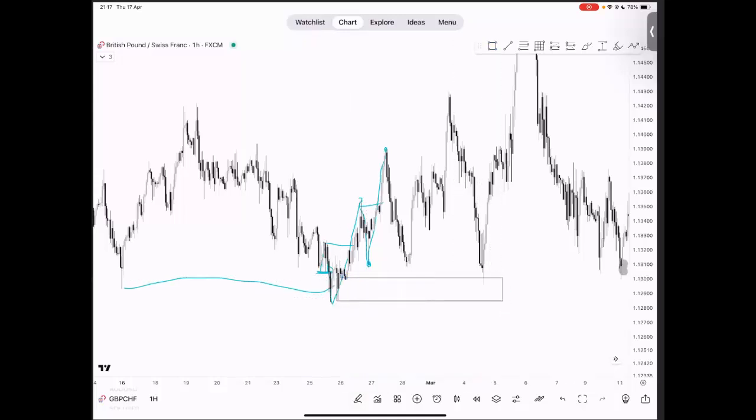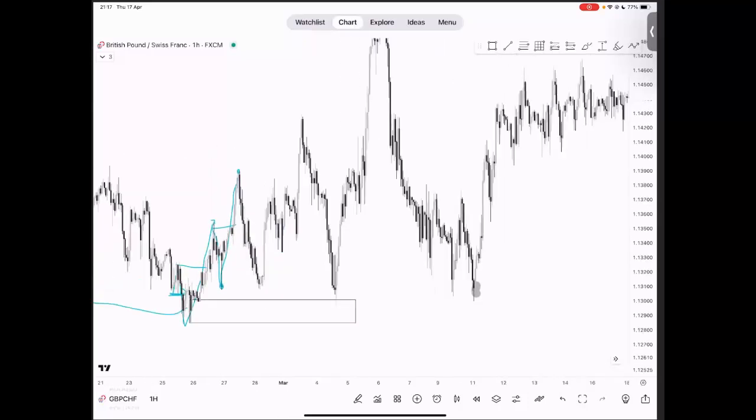Now, this is a setup that I just recognized on this particular pair, right? If you look at something like this, I can easily map out my type A entry from this. And that is what I want most of you to do.